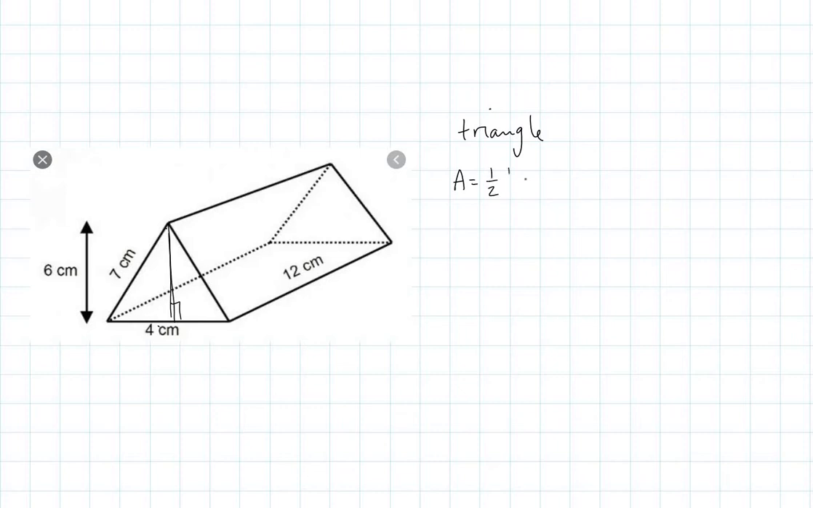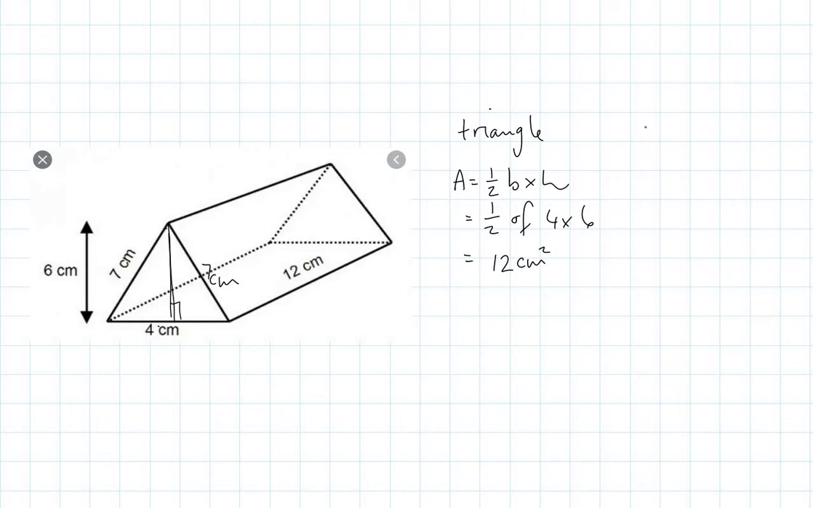So we've got half base times height, and that's going to be a half of 4 times 6. 4 times 6 is 24, half it. We're getting 12 centimetres squared, okay? And we've also got 3 rectangles, okay? I'm just going to go ahead and assume these are both 7 and 7, okay? That's an isosceles triangle, okay?